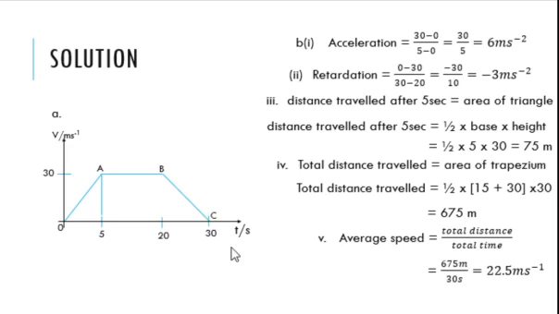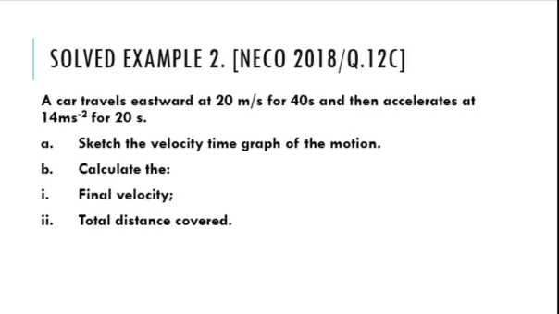So please, sorry for taking you back. Another question coming from NECO 2018 question 12C. We have that a car travels eastward at 20 meters per second for 40 seconds, and then accelerates at 4 meters per second square for 20 seconds. So sketch the velocity time graph of the motion, and then use the graph to find the final velocity and total distance covered. So in this case, we always draw the vertical and the horizontal axis, labeled velocity in meter per second, then time in seconds.